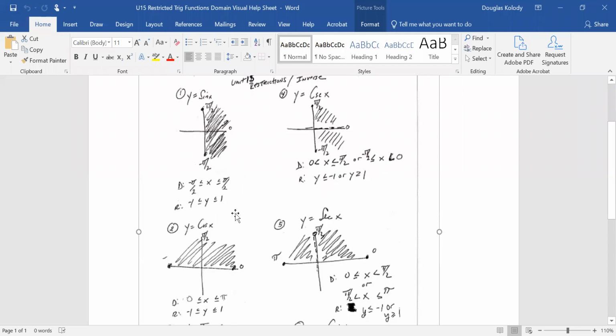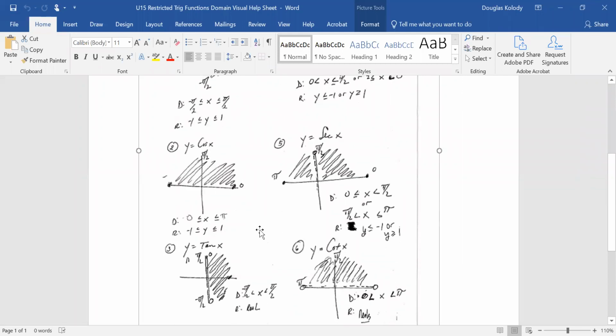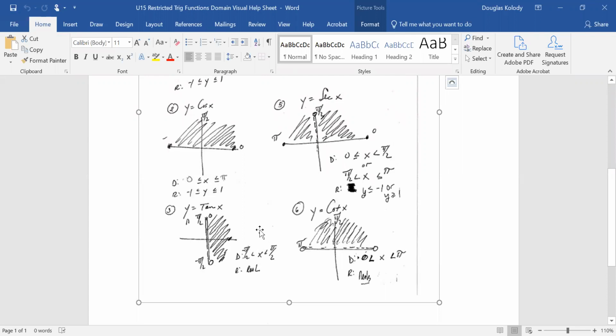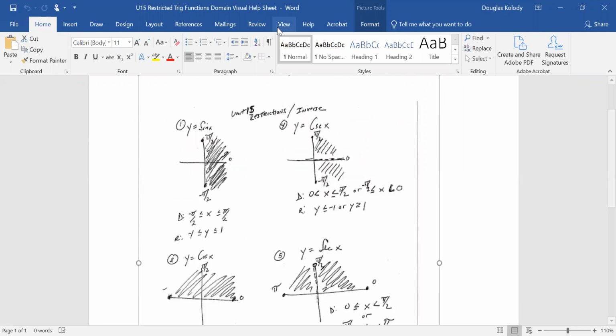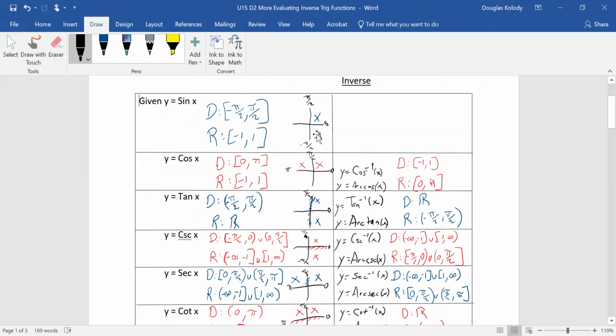Keep this in front of you. One of the benefits of being at home is that you can just have this in front of you at all times. What I did was I just put it right here, and instead of shading, I just put X's. So the restrictions on the domain of sine are between negative pi over 2 and pi over 2. Around a unit circle, that's quadrants 1 and 4.